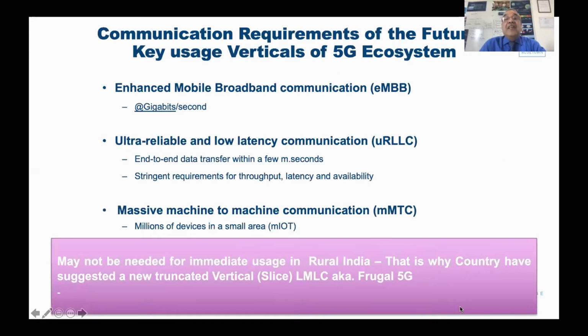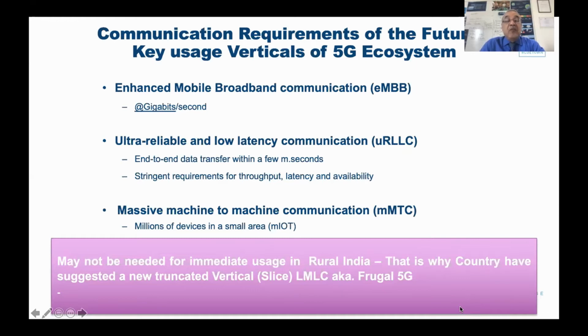So to start with, I would like to start with the 5G requirements, which are the communication requirements of the future. There are key verticals of the 5G ecosystem, the three well-known verticals: enhanced mobile broadband communication, eMBB, ultra reliable and low latency communication, URLLC, and massive machine to machine communication, mMTC. So these are the main verticals of the vision of 5G as per 3GPP.